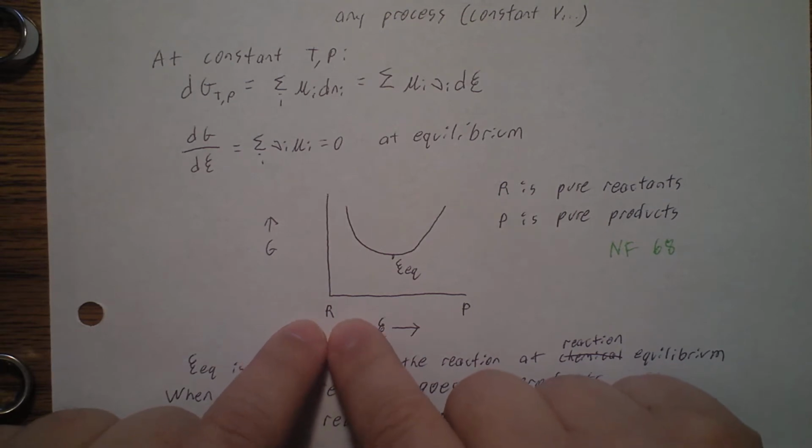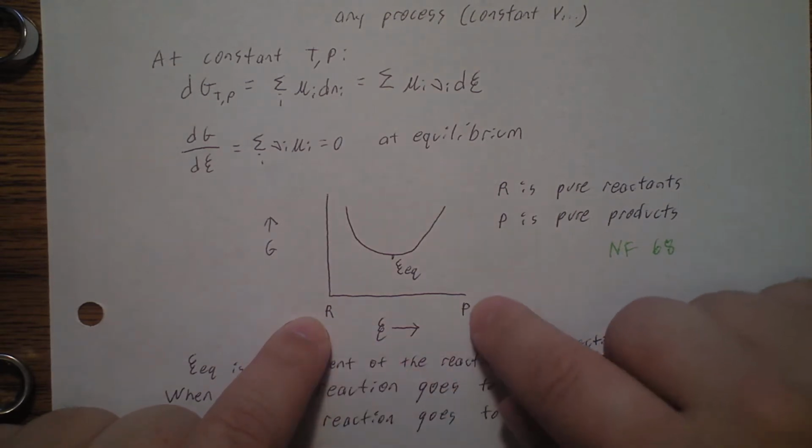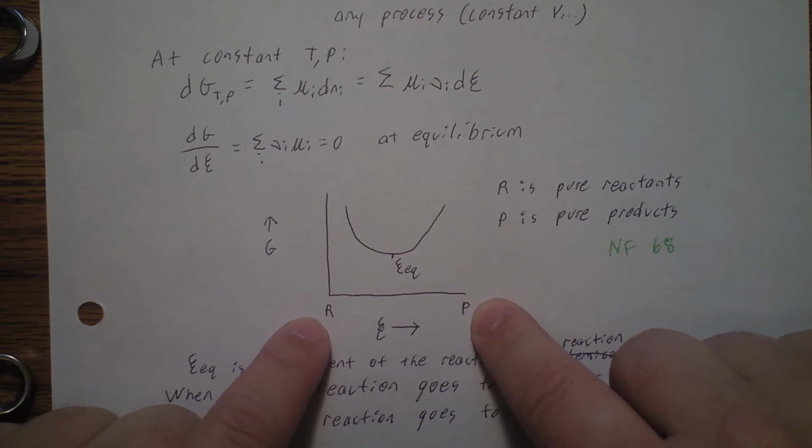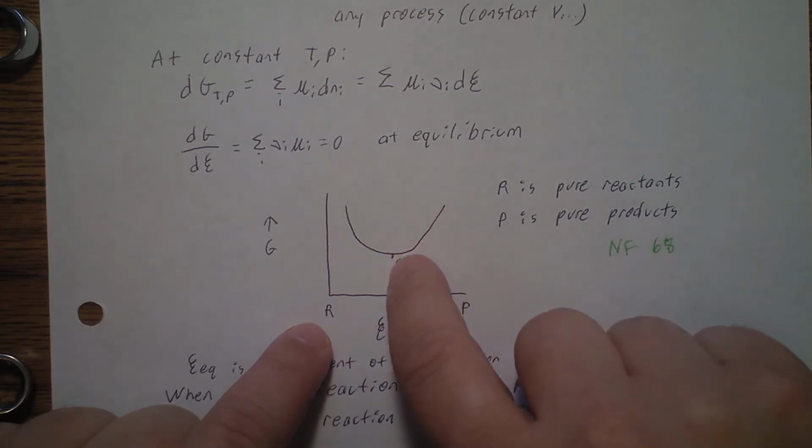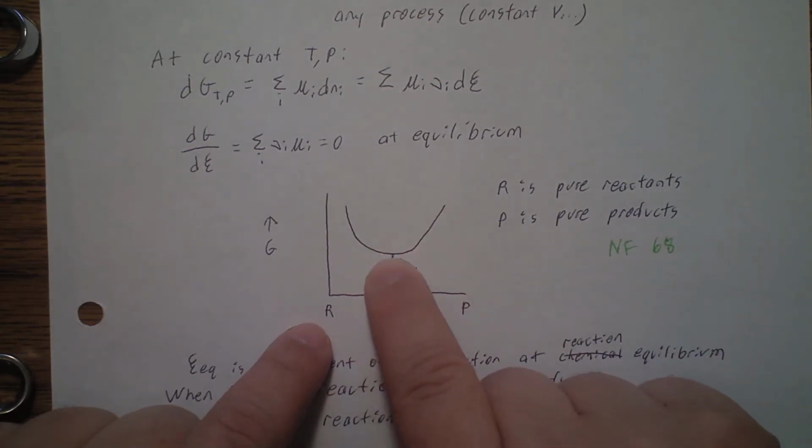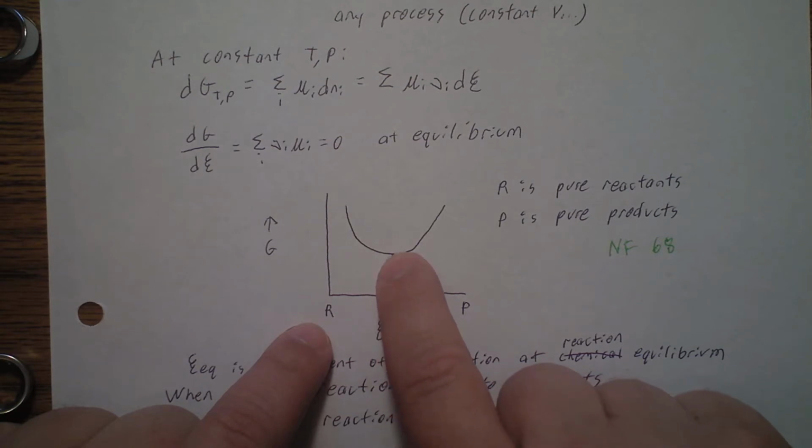So over on the left side we have pure reactants. Over on the right side we have pure products. So what this is saying, there's going to be some place where you're at equilibrium. This is the extent of the reaction at equilibrium.